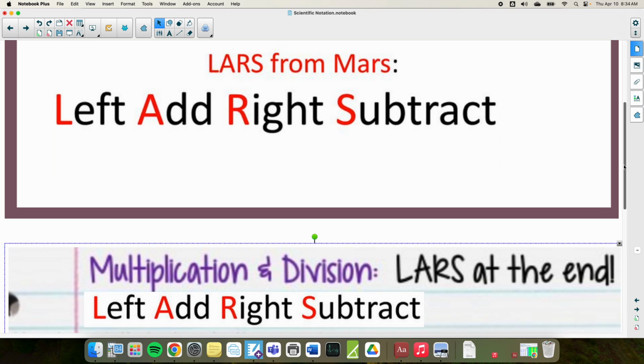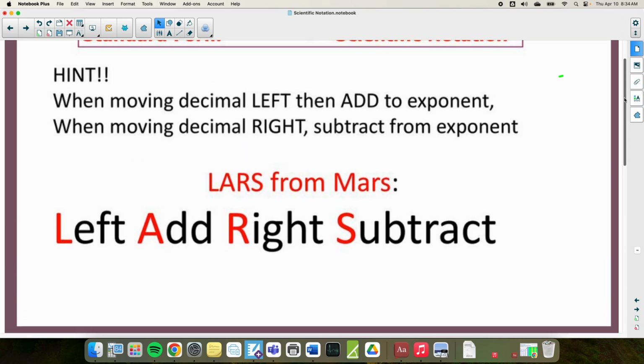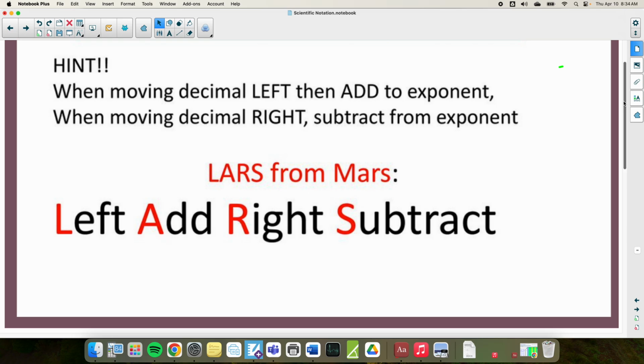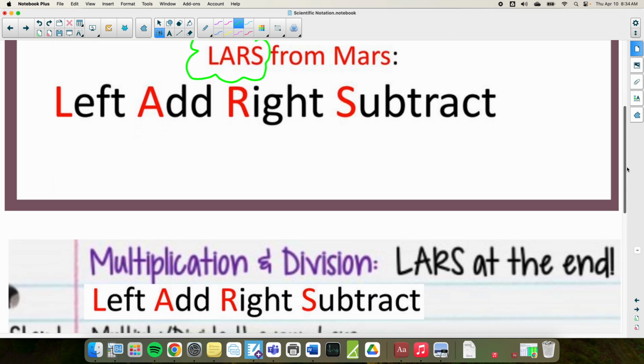Now, there is something called Lars from Mars, okay? And this is just a way to remember this. So the Lars part is what you really wanna remember. The L means left, A means add, R means right, S means subtract, okay? We'll come back to that where we use that.